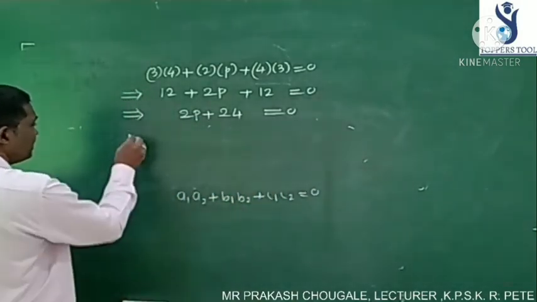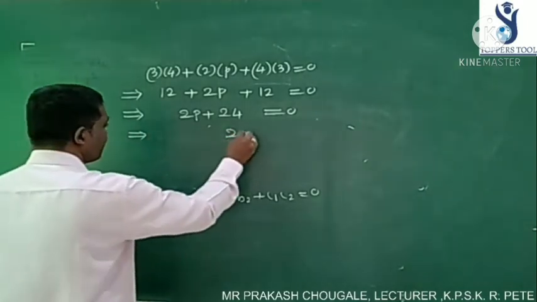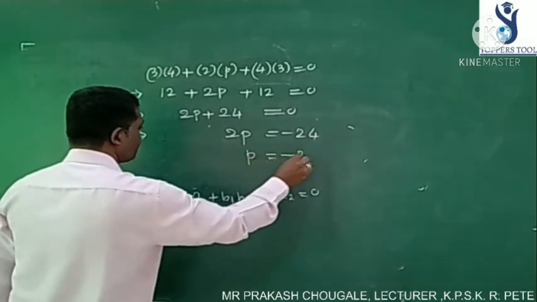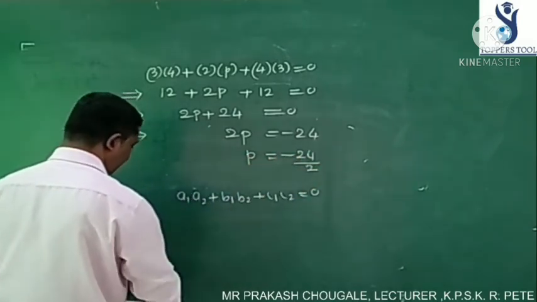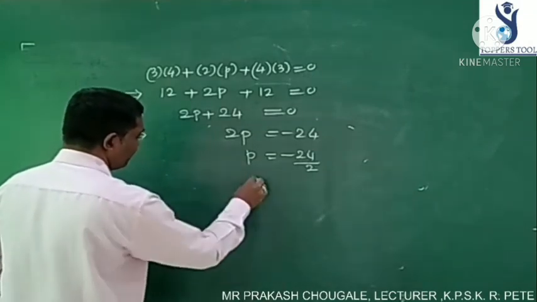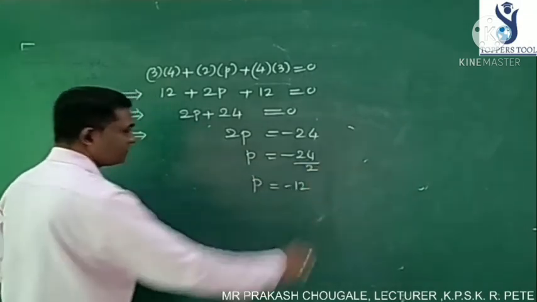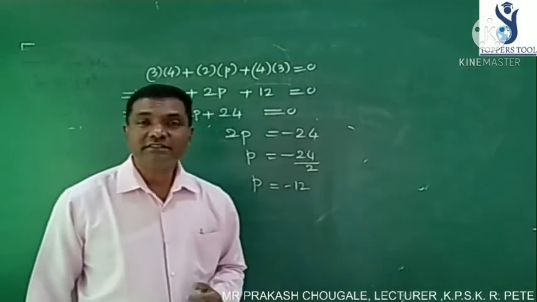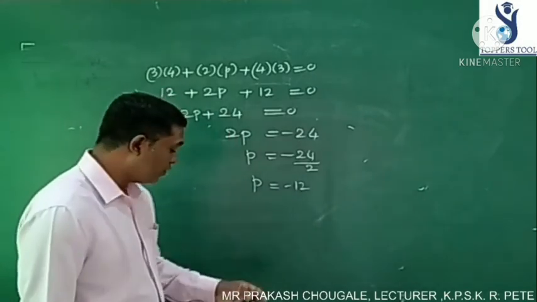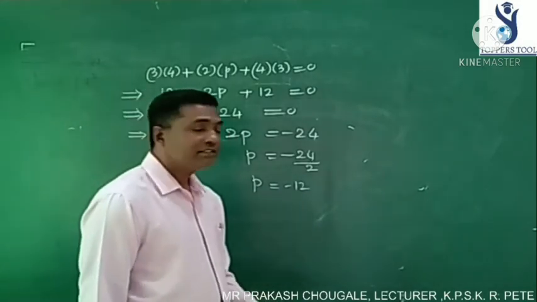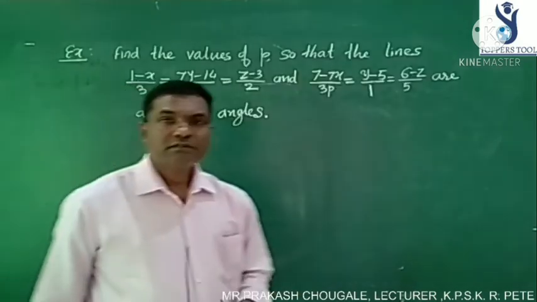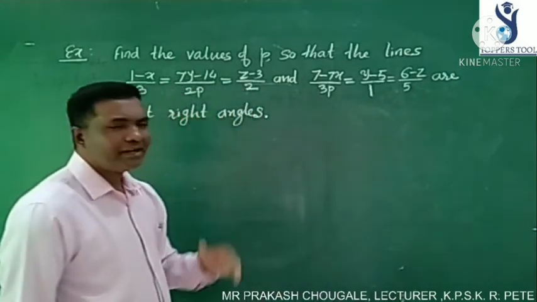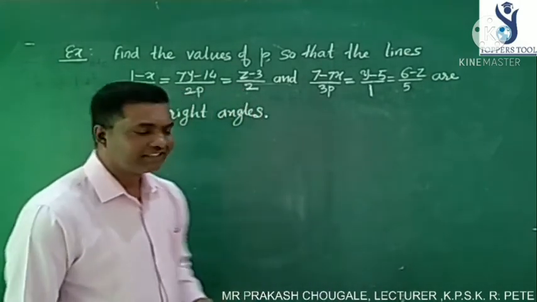So 2P equals minus 24, P equals minus 24 by 2, and P is equal to minus 12. So in this way you could be asked to find some value of an unknown by using the condition of perpendicularity. Students, we will have one more example of the same kind but with a little bit of variation.